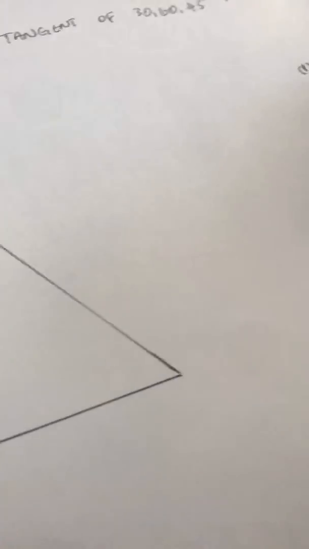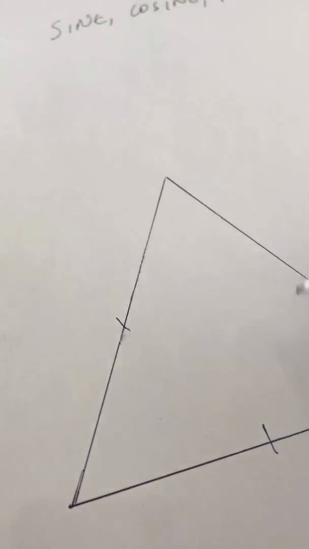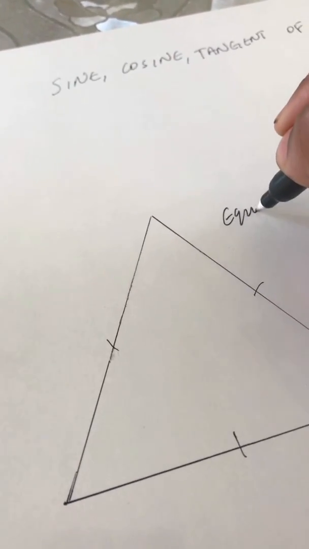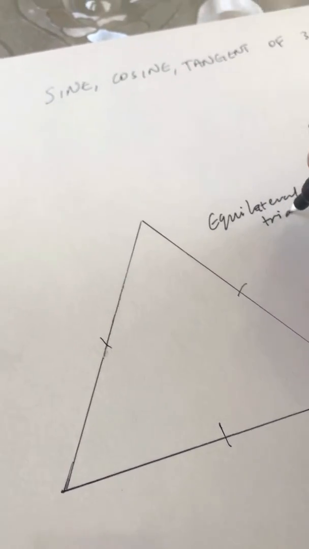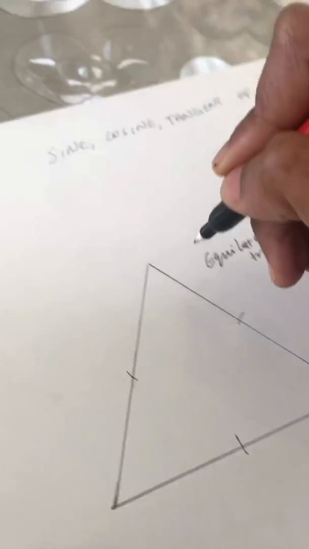Okay, the only way to get a triangle with, let's start with the 30 and the 60. The only way to get a triangle with all sides 60 degrees is if we have an equilateral triangle. So we have that side and that side and that side equal. So this is an equilateral triangle. That means this is 60, 60, and 60.